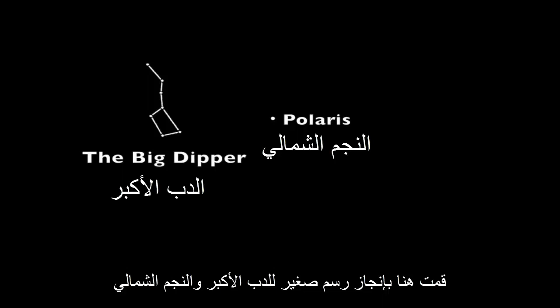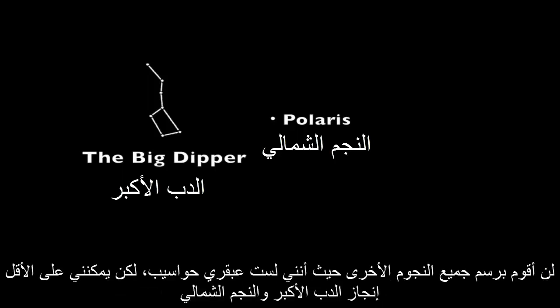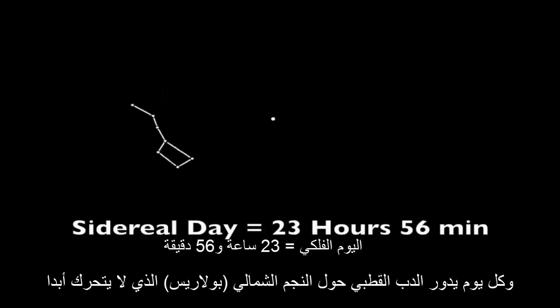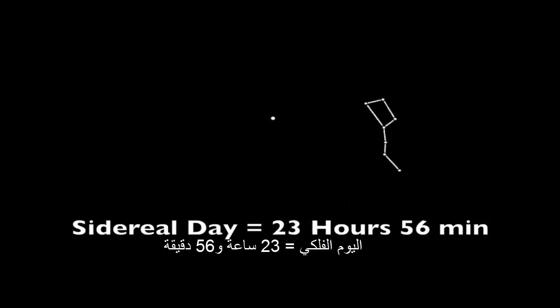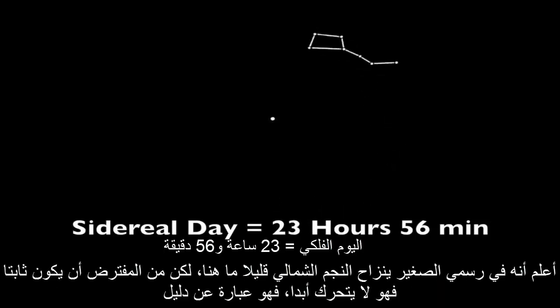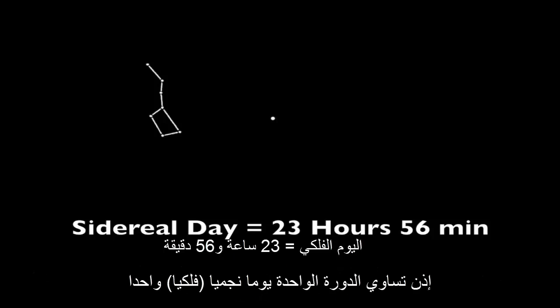So here I've made a little animation of the Big Dipper and Polaris. I'm not going to include all the rest of the stars in this because I'm not a computer whiz, but I can do the Big Dipper and Polaris. And every day it circles around Polaris. Polaris never moves. The North Star never moves. I know in my little animation it's bouncing around just a little bit here, but it's supposed to be constant. It never moves. It's a guide. So 1 rotation equals 1 stellar day.